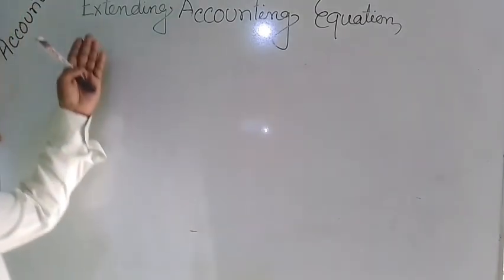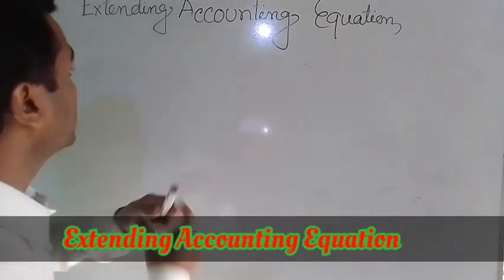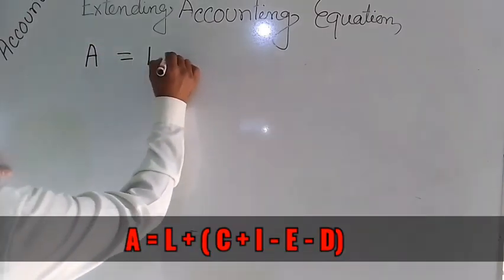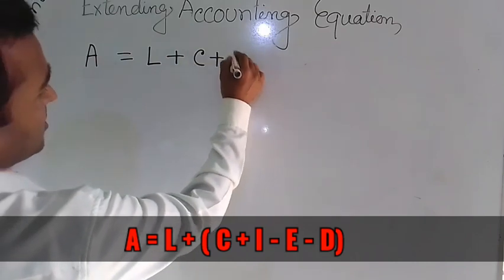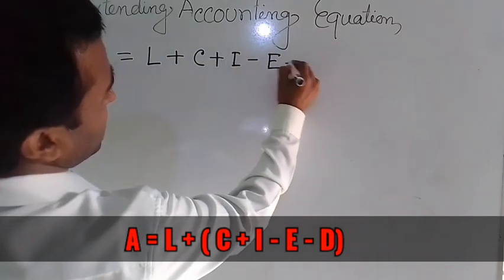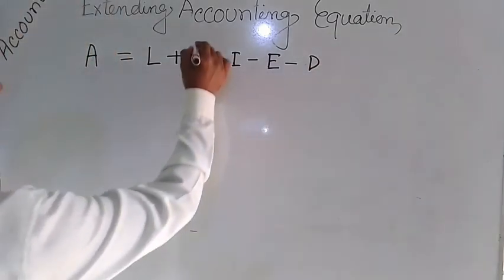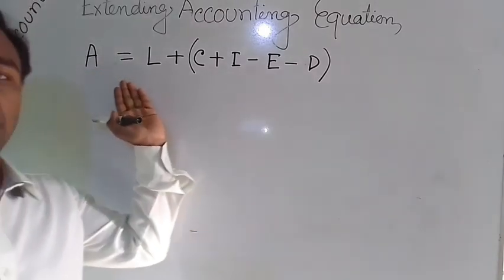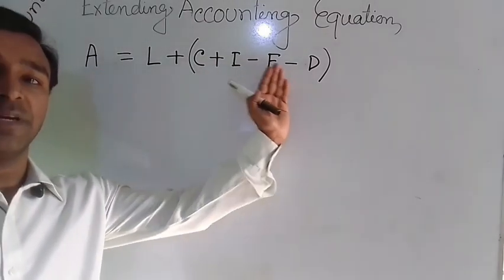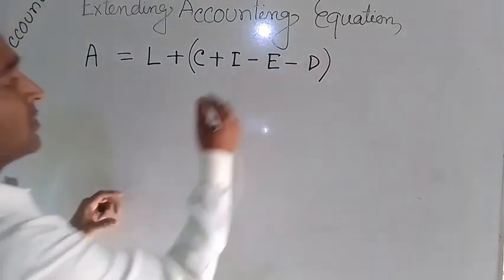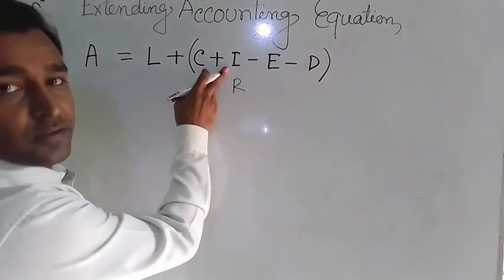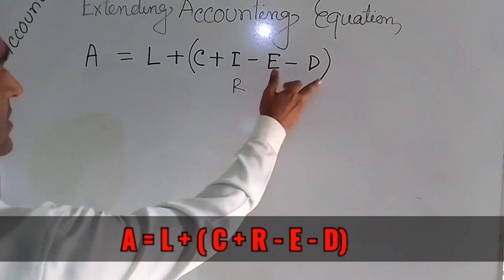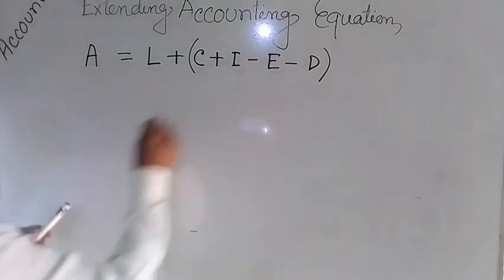I am writing here the extending accounting equation. Look over there. Here A equals L plus C plus I minus E minus D, and I am now giving here a bracket also. So the extending accounting equation is A equals L plus C plus I minus E minus D, and you can also write here R instead of I. Then the equation will be A equals L plus C plus R minus E minus D. Both are correct.